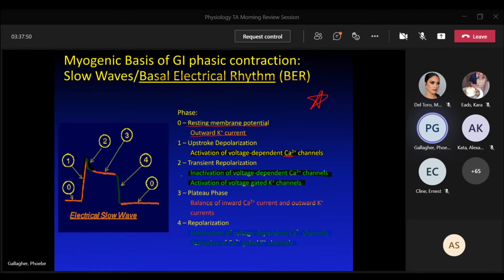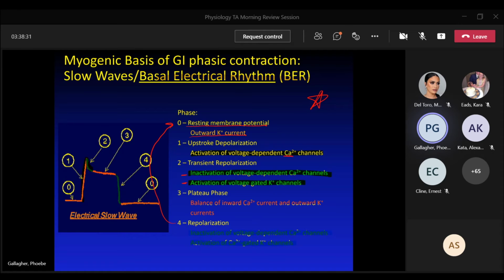And then following that, you'll have inactivation of the voltage-dependent calcium channels and activation of your voltage-gated potassium channels. So potassium is going to go out, and you're going to stop letting calcium into the cell. And then after a while, because you're still closing your calcium channels, some of them are still a little bit open, you'll have a balance between your potassium and your calcium at the plateau phase. And then repolarization is when all of your calcium channels have closed and your potassium channels are fully open. And so that will get you back to your resting membrane potential.